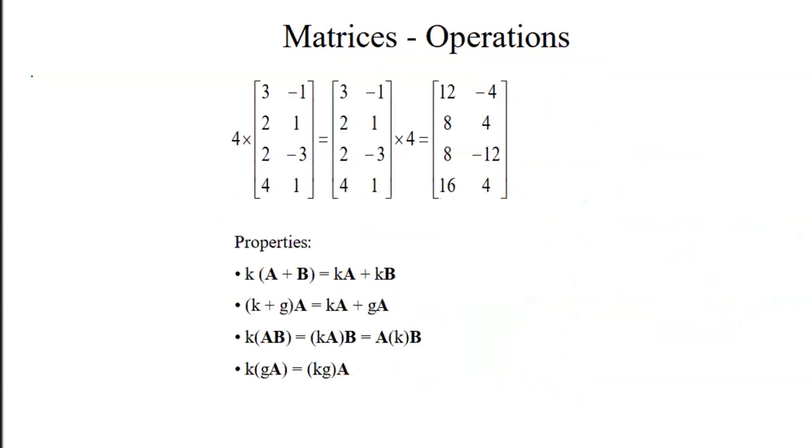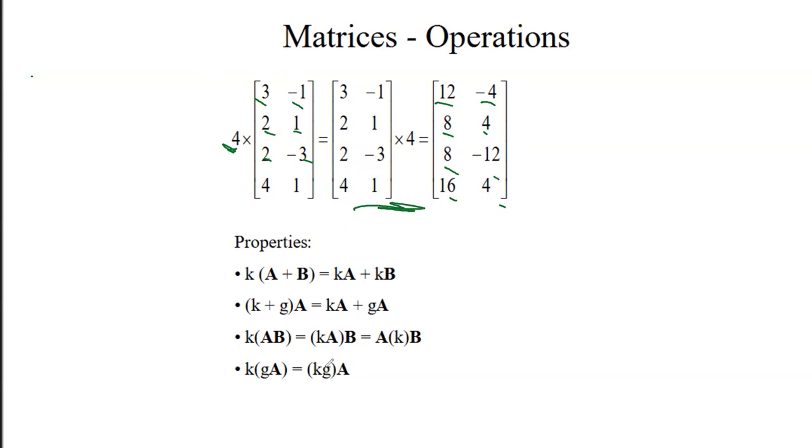And this is the example. You multiply 4 by everything here, and you get 12, minus 4, 8, 4. You multiply this number by everything in here. And they're telling you that whether the scalar is behind or in front doesn't matter. That's what they're trying to tell you.